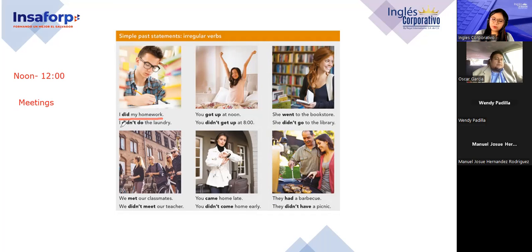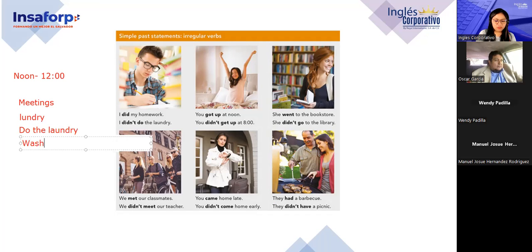I did my homework. I didn't do the laundry. Laundry, ¿saben qué es laundry? ¿Limpieza? No. Ok, es lavar, pero ¿qué lavo? ¿Ropa o...? Lavar la ropa. Yes. Lavar la ropa. So, do the laundry. Esto es lavar la ropa. Do the laundry. Lavar ropa, there you go.